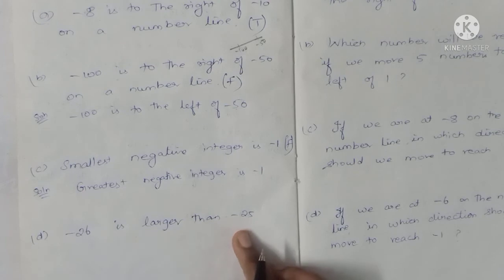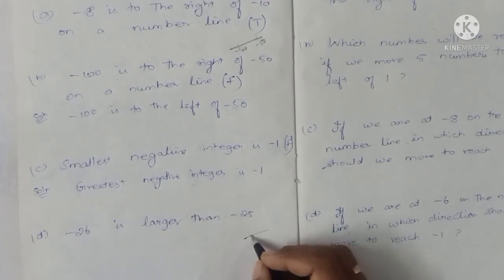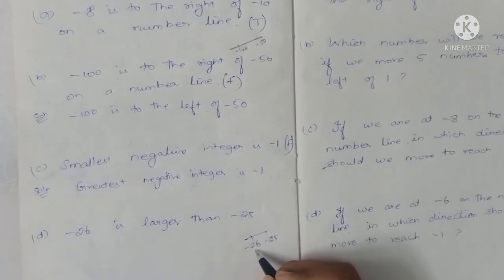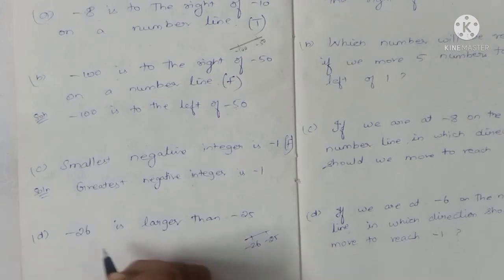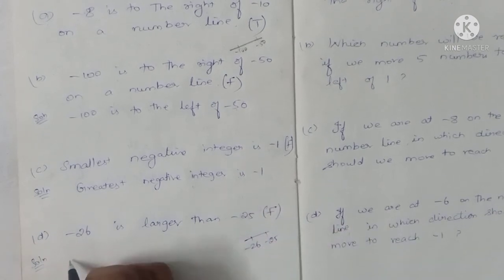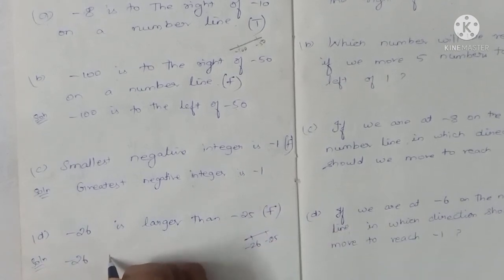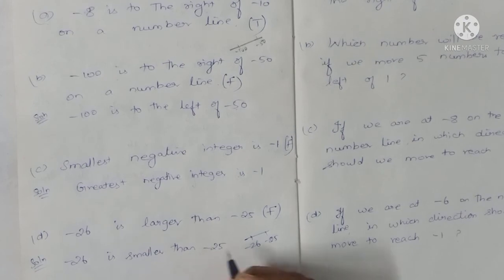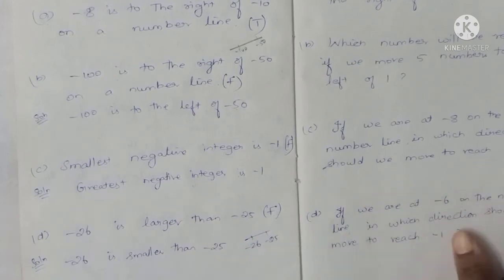Next, subdivision B. -26 is larger than -25. Is it true? -26 is larger than -25. Definitely no. -26 is smaller than -25. So the statement is false. So what will be the correct statement? -26 is smaller than -25. So this is the answer for sum number 9.